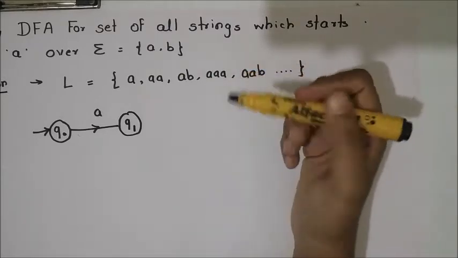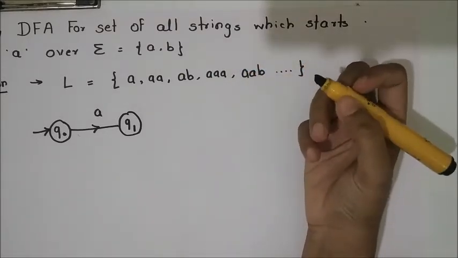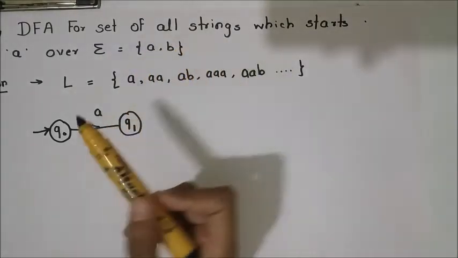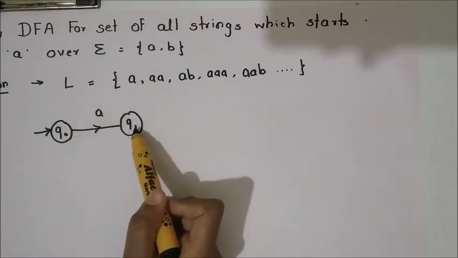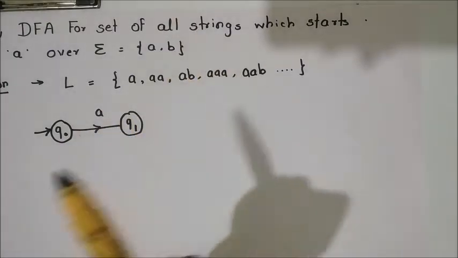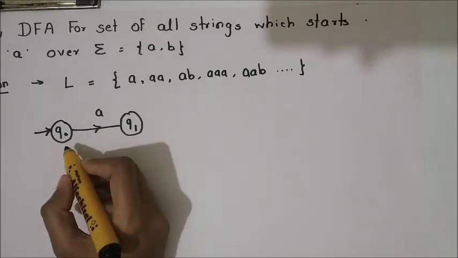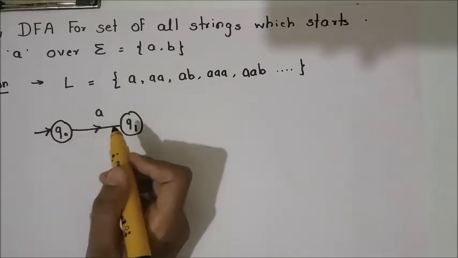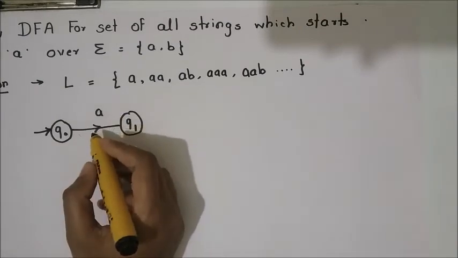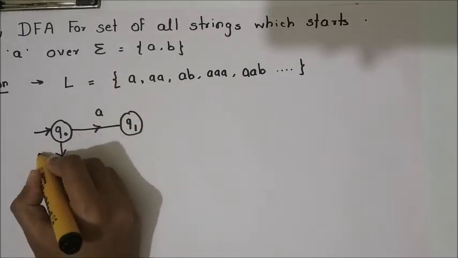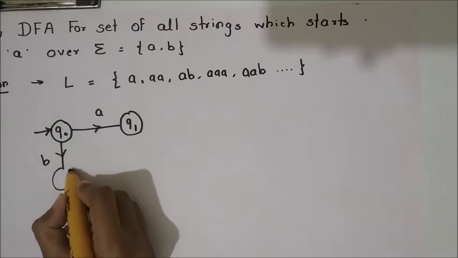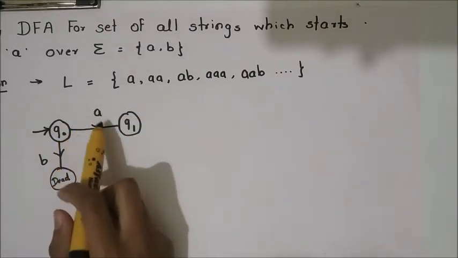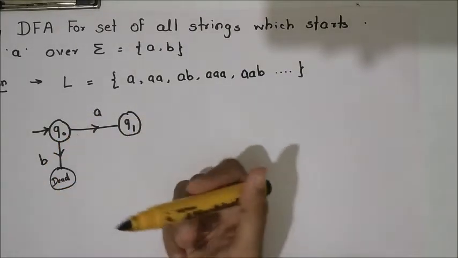Now whenever you want to draw a DFA, try to show the transitions for each input alphabet. Here the input alphabet is A and B. Now see, Q0 on A goes to Q1. I have to show the transition for B also on Q0. So Q0 on B will be rejected because all the strings should start with A. So if B comes, it will go to the dead state.